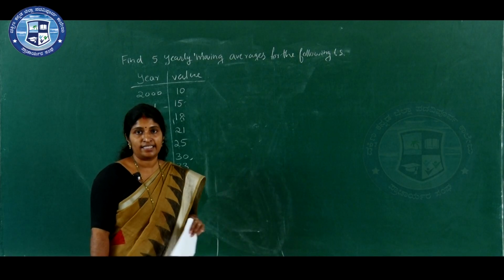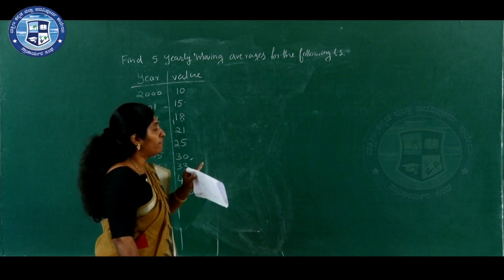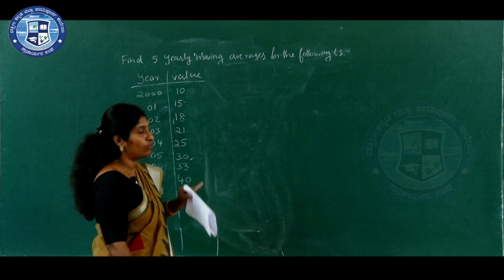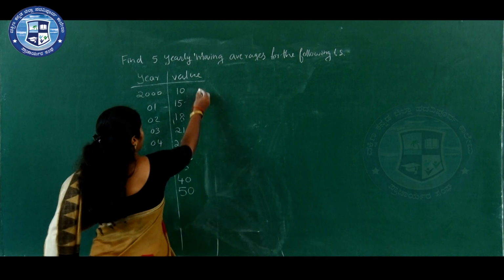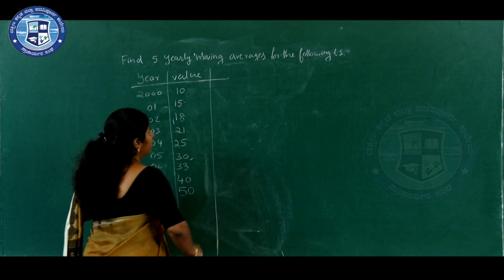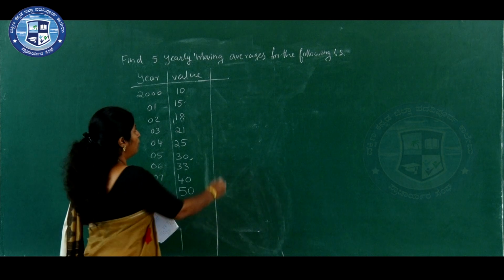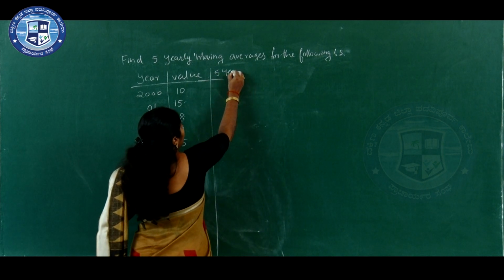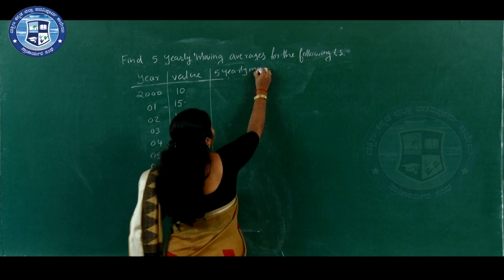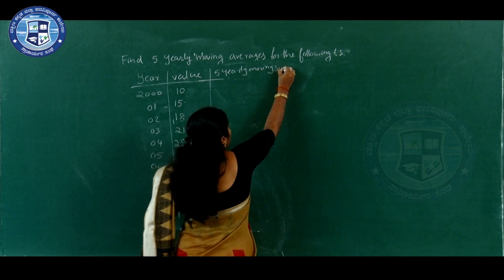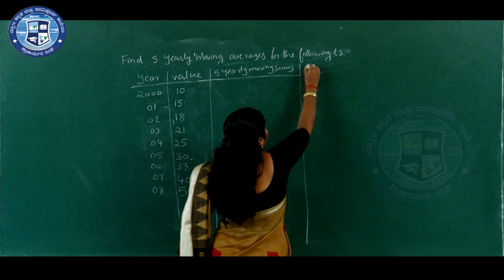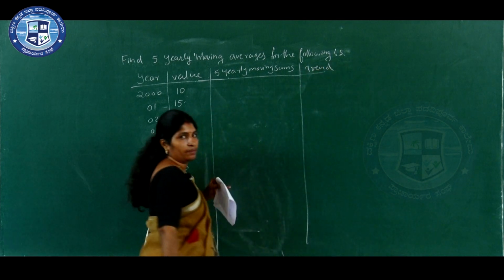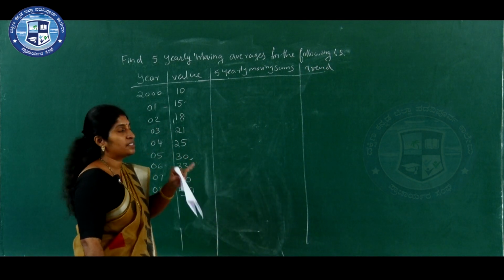Let us consider the next example. Find 5 yearly moving averages for the following time series. So, years and values are given here. You have to find 5 yearly moving averages. So, the columns are 5 yearly moving sums, and last find the trend.